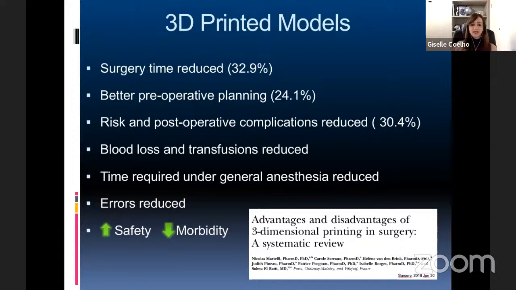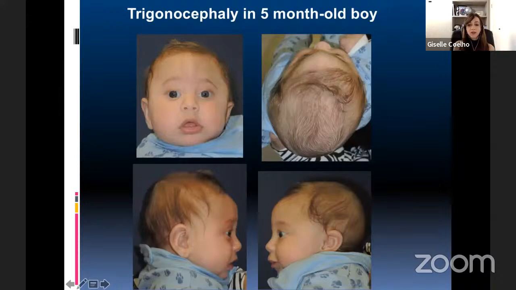Here we are talking about simple three-dimensional printing, but we can improve these results. We created the concept of the hybrid model, especially for our residents and trainees. In this case, it is not so complex for us seniors, but it also helps a lot in the multidisciplinary discussion. And here we have a trigonocephaly case.